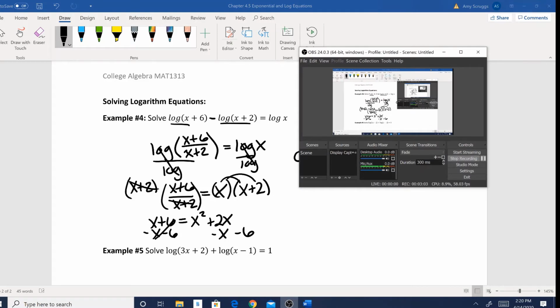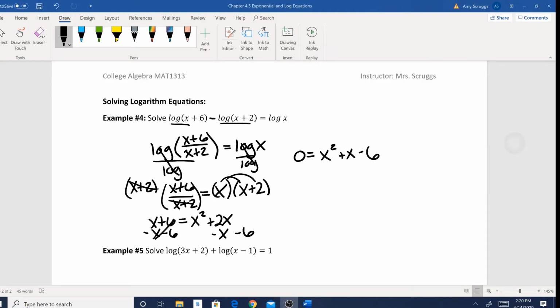Y'all hang on one second. Okay, I'm back. He came in and he said, I want to help Mama color on her screen.